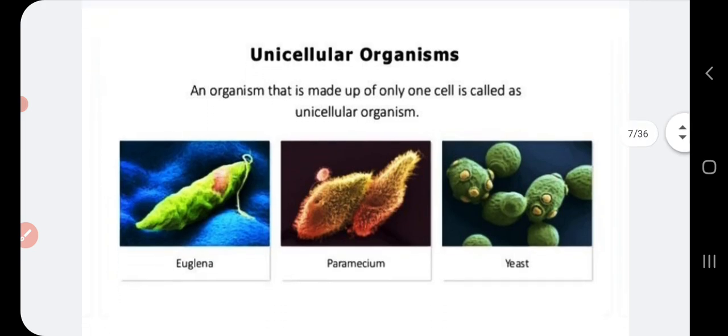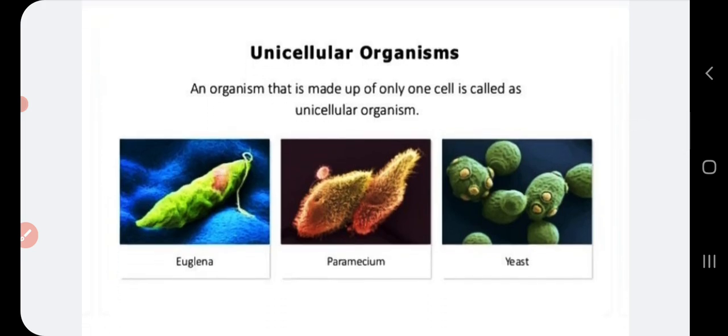Now we will move to the next topic, that is the unicellular organism. What is meant by unicellular organism? An organism that is made up of only one cell is called unicellular.